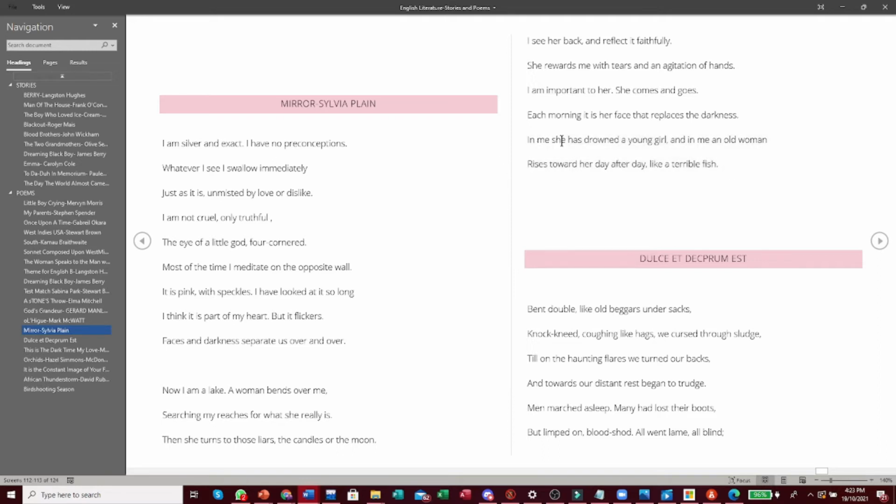In me, she has drowned a young girl, and in me, an old woman rises toward her day after day, and obviously like a devil fish, which would have been the simile. So what I want y'all to help me with is to tell me what impact these devices would have had, what did they do for the poem, anything along those lines. If you feel comfortable, tell me.